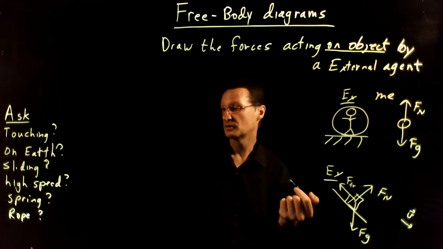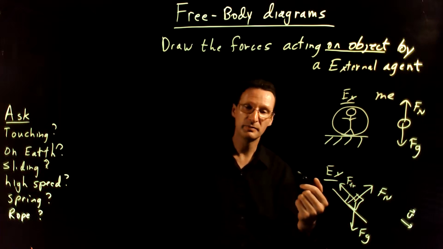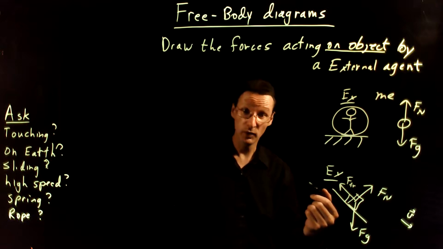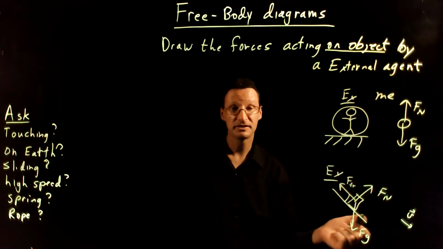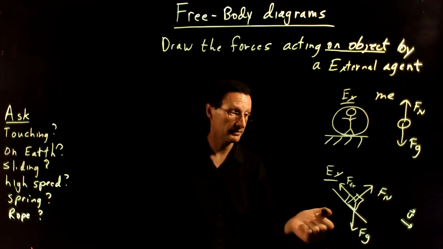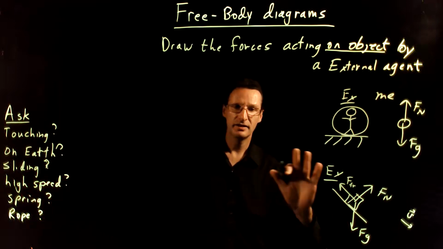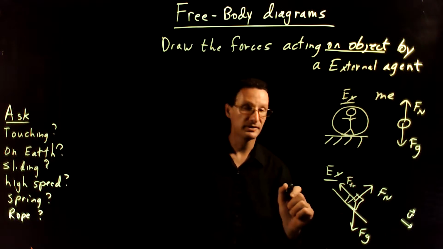Friction opposes the motion. Is it traveling at high speed? I think most skiers would avoid traveling at such high speeds that drag would be important, although some will. It depends on the details of the problem. For our purposes here, we'll say no, that the skier is not traveling at high speed. Are there any springs or ropes attached? No. So I think we're done here. We have these three forces.